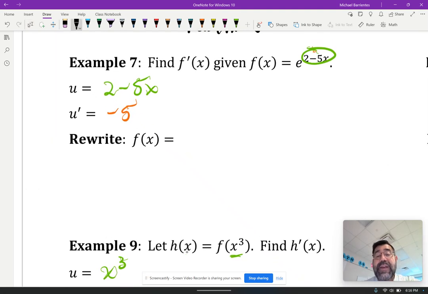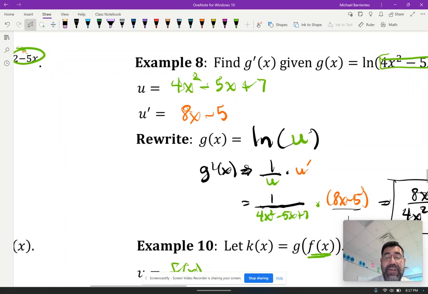Here's an exponential. I have e to the something. So therefore, my function is e to the u, because that's the something. I declared it over here. And the derivative of e to the u is just e to the u. I'm sorry, I should say f prime of x, which is what I'm looking for, is e to the u.